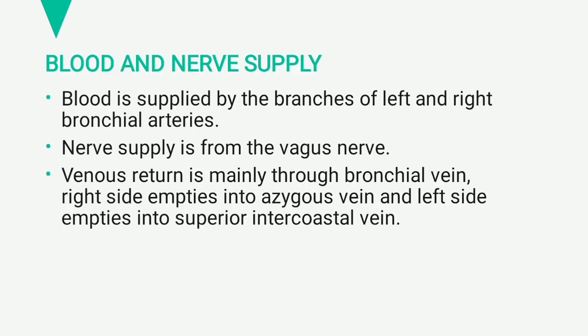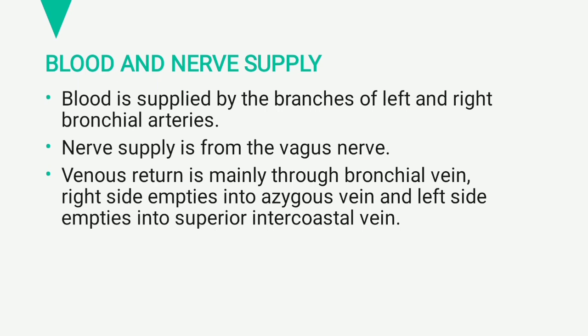Blood and nerve supply. Blood is supplied by branches of left and right bronchial arteries. Nerve supply is from the vagus nerve and the venous return is through bronchial vein. Right side empties into azygous vein and left side empties into superior intercostal vein.